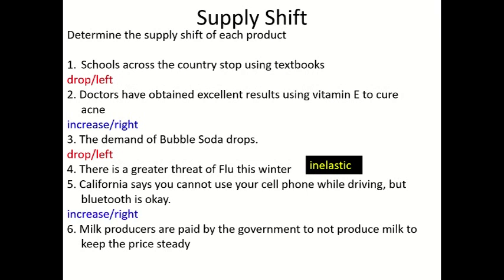California says you can't use your cell phone while driving, but Bluetooth is okay. You're going to see the Bluetooth market increase. And milk producers are paid by the government to not produce milk to keep the price steady. And that is inelastic because people drink milk, and the government adjusts how much milk is out on the market, and keeps the price consistent because they don't want to overproduce milk. We'll discuss why later.